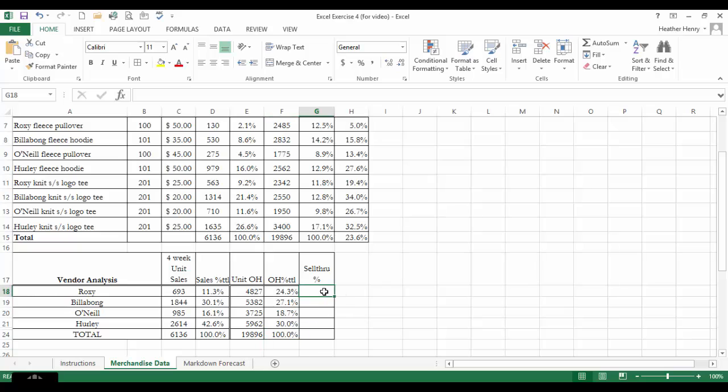So let's go ahead and look at the sell-through information for all of these vendors. Take our 4-week sales, divided by our 4-week sales, plus our unit on hand. Put brackets around this, and we will hit enter. Let's convert this to a percent, increase our decimal place, and I will now do fill formatting.